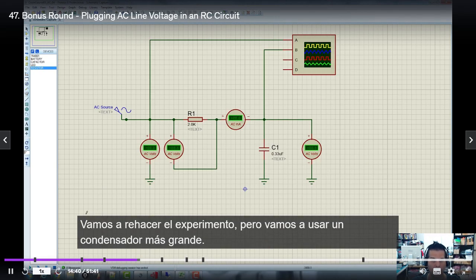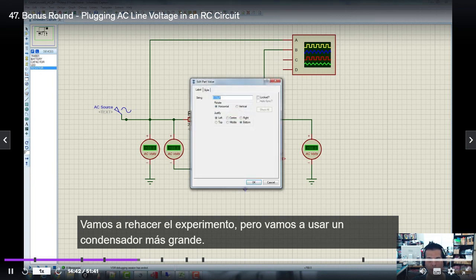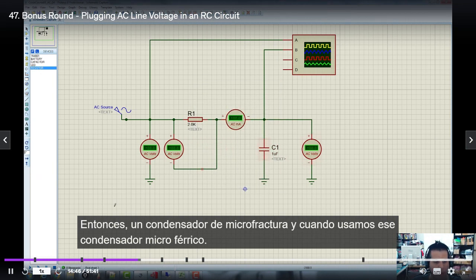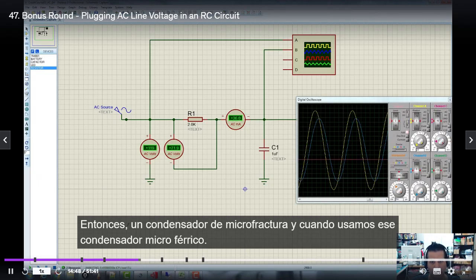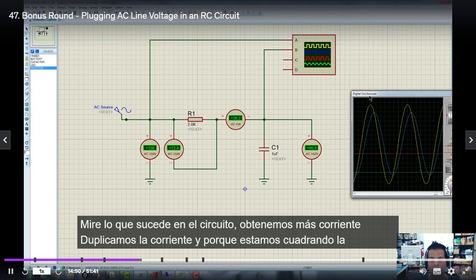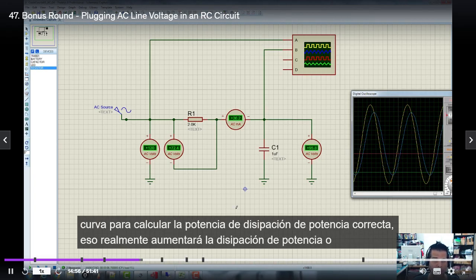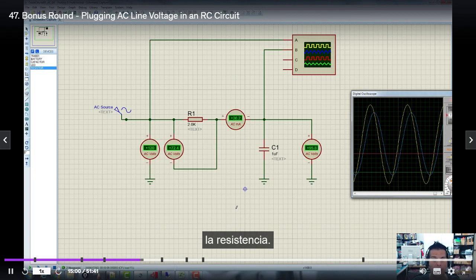We're going to redo the experiment, but we're going to use a bigger capacitor, so a 1 microfarad capacitor. And when we use that 1 microfarad capacitor, look what happens in the circuit. We get more current, we double the current. And because we're squaring the current to compute power dissipation, that's really going to increase the power dissipation over the resistor. Let's do that again.